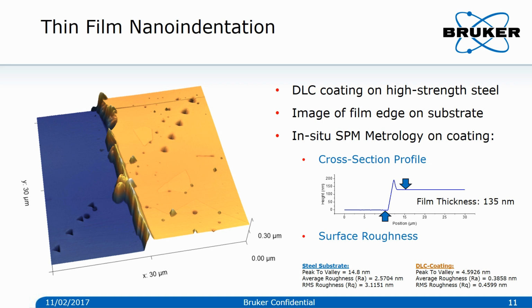These thin DLC films are mostly elastic-plastic, as well as the substrate. In the present slide, you can observe an image of the edge of the film on a substrate. Yellow is the film, the DLC coating, and blue the substrate. From this in situ SPM image, we can also determine the roughness of the sample and the step height of the film, which is the film thickness.